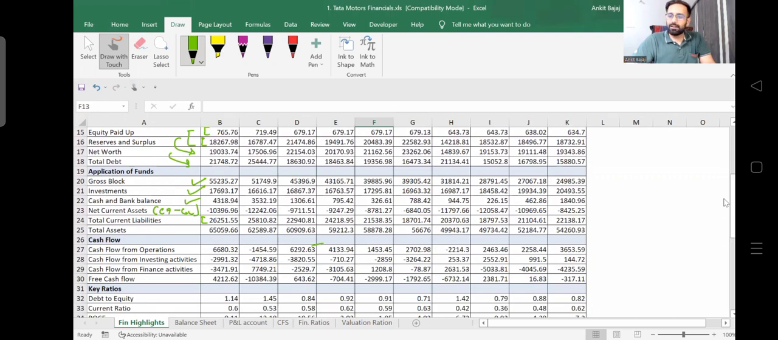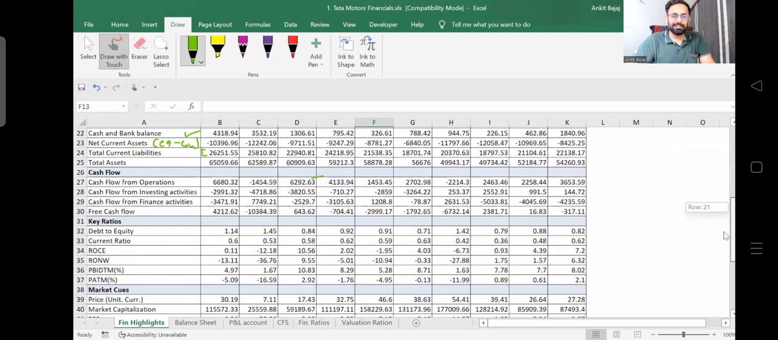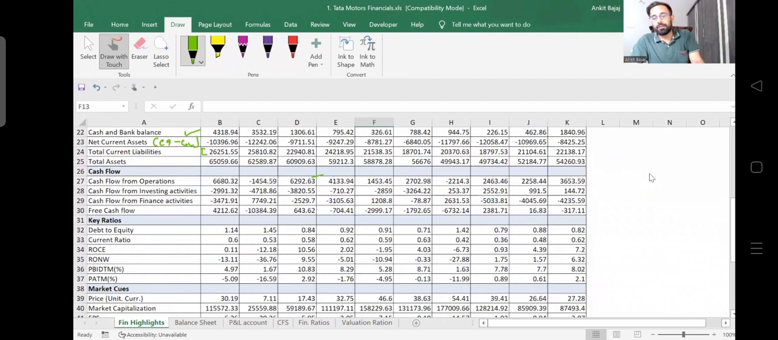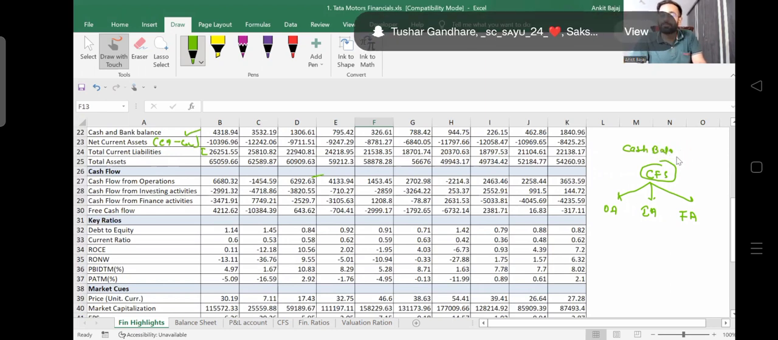Then cash flow details are given. So here, cash flow includes three activities. The cash flow statement includes three activities. The first activity is operating activity, the second is investing activity, and the third is financing activity. With the help of the cash flow statement, we try to find out the cash balance of the organization, that is, at the end of the year how much cash balance the company has.